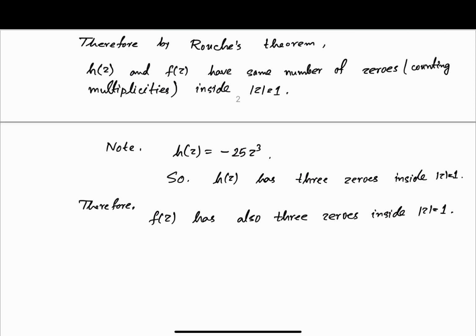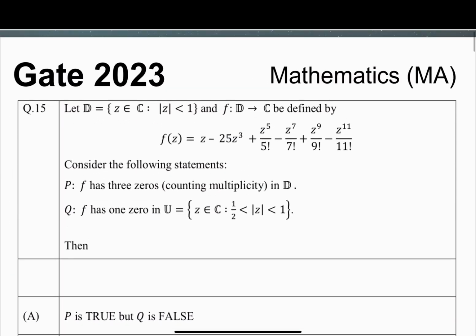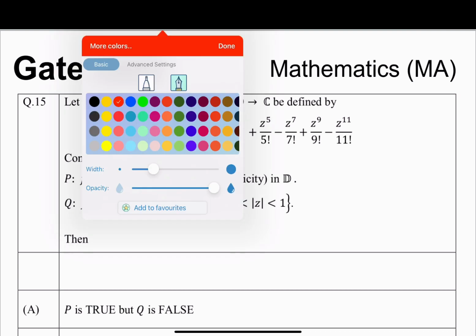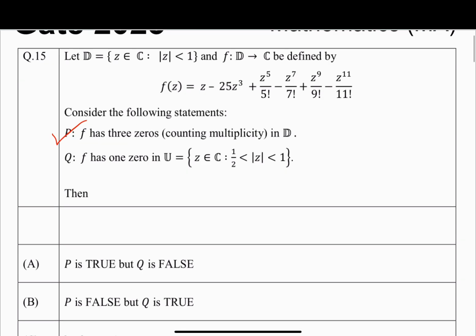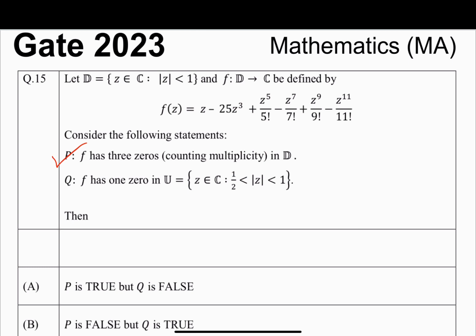It's saying that we have to find whether fz has 3 zeros inside mod z equals 1, meaning in the open unit disk. So the first option is correct, right? P is correct. So now let's check the next one. What is Q saying? F has 1 zero in this annulus up to 1, right? So you have found out that it has 3 zeros inside the open unit disk, mod z less than 1, but it is saying that F has 1 zero inside this annulus.